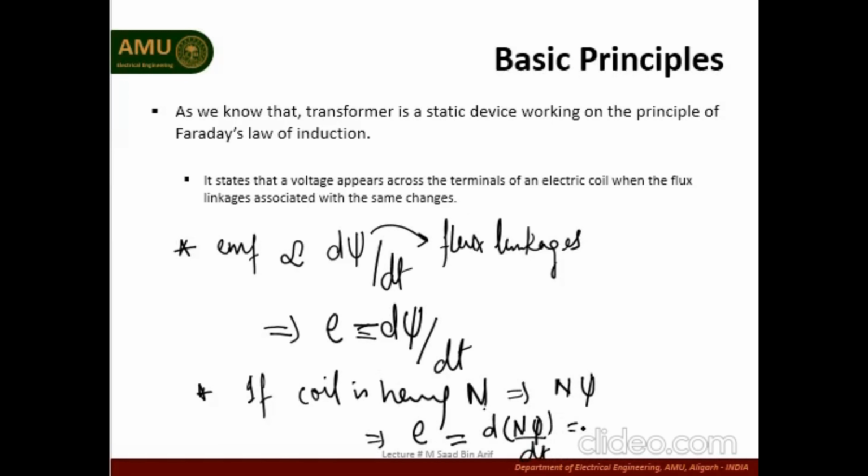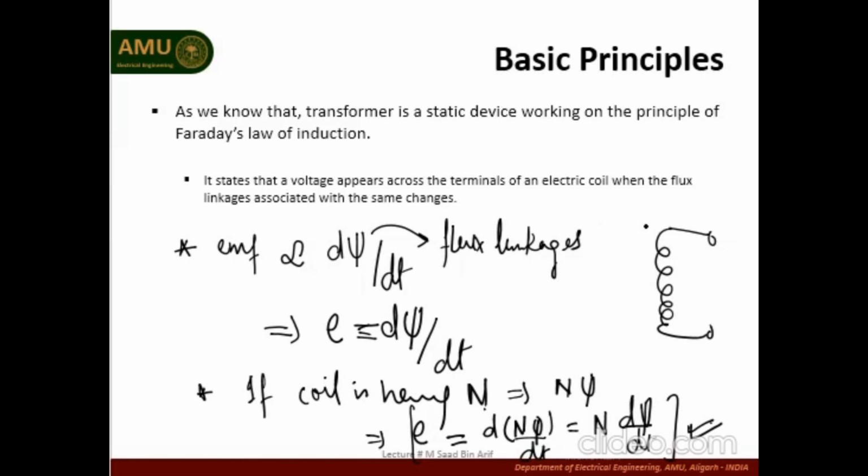N dφ/dt. So this is the induced EMF due to Faraday's law of electromagnetic induction. It is the induced EMF in the secondary coil.